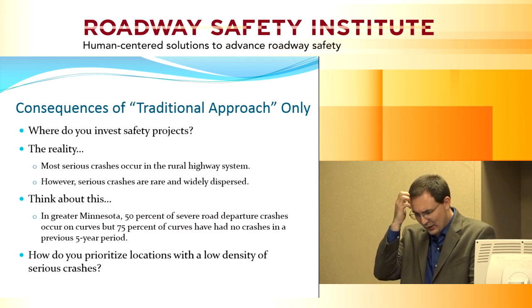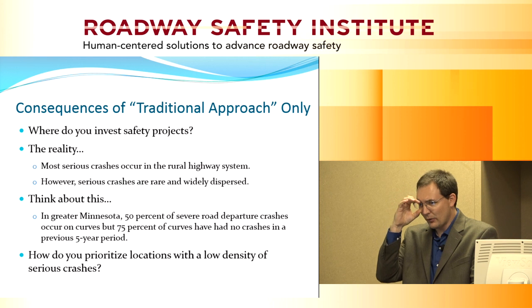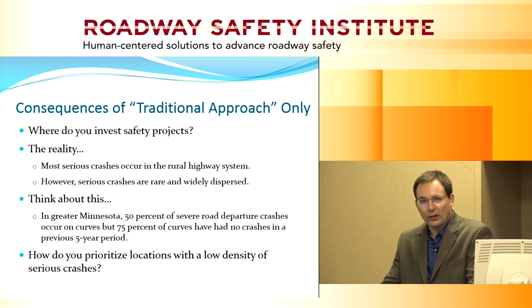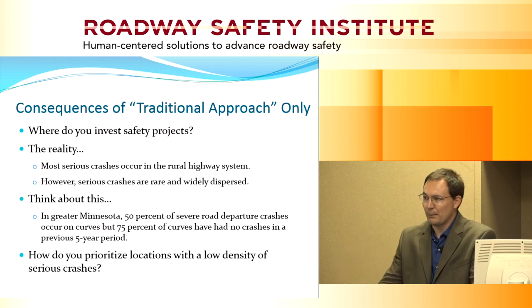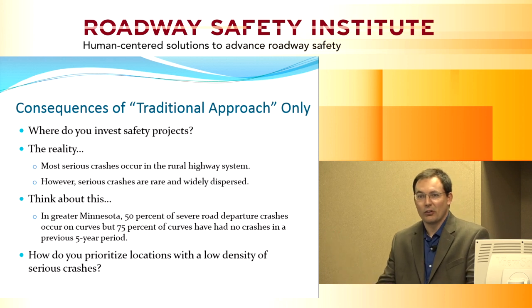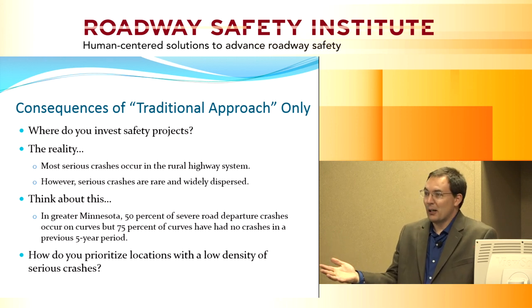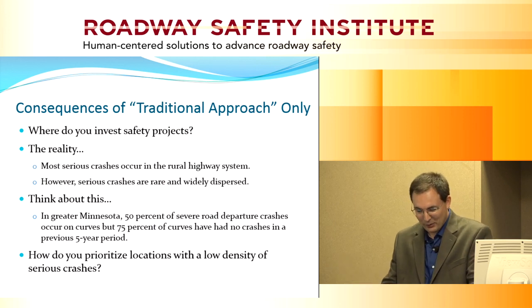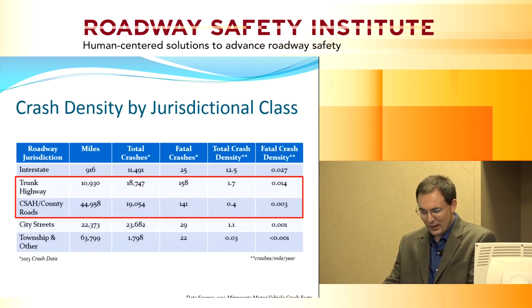Think about this fact. In greater Minnesota, this was part of the County Road Safety Plan analysis that figured this out, 50% of our serious roadway departure crashes occur on curves, yet 75% of the curves in a previous 5-year period had no crashes. That means extreme low density. How do you identify which curves to treat? We know curves are the problem, but you can't identify where to treat them. That's an issue. So how do we prioritize locations with low density?